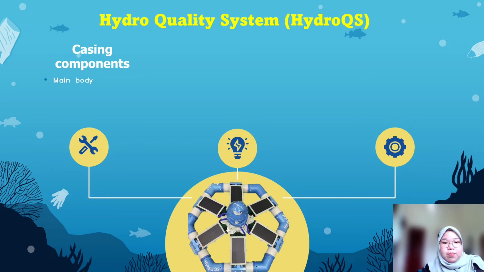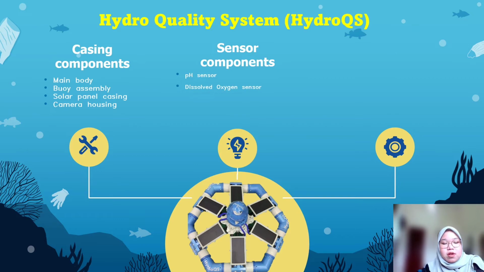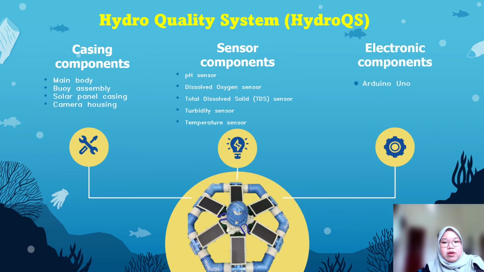For casing components, it has a main body, buoy assembly, solar panel casing, and also camera housing. While the sensor components include a pH sensor, dissolved oxygen sensor, total dissolved solid (TDS) sensor, turbidity sensor, and temperature sensor. The electric components consist of an Arduino Uno, power bank, and also solar panel.